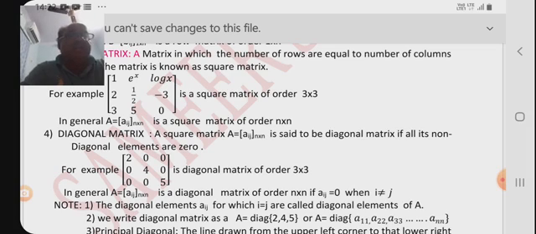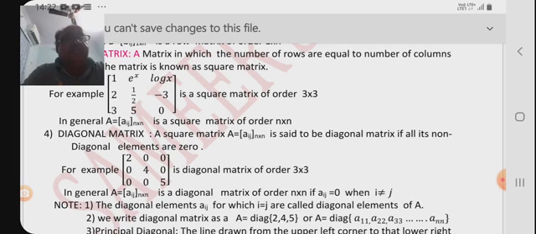Here is an example of diagonal matrix of order 3 into 3. In general or mathematically, we say that it is a diagonal matrix of order n into n if Aij equals to 0 when i not equals to j. इसका मतलब जहां i और j बराबर नहीं है, जैसे 1 2, 2 1, 1 3, 3 1, 3 2, ऐसी पोजीशन के ऊपर Aij की वैल्यू क्या होगी, 0 होगी.